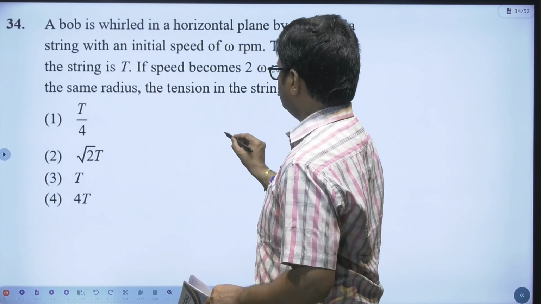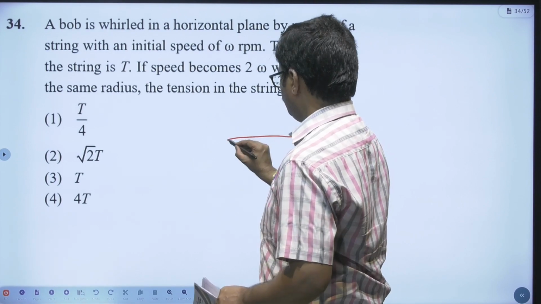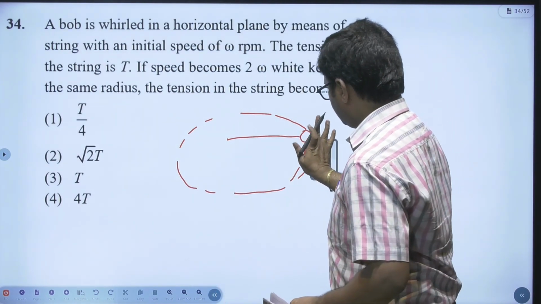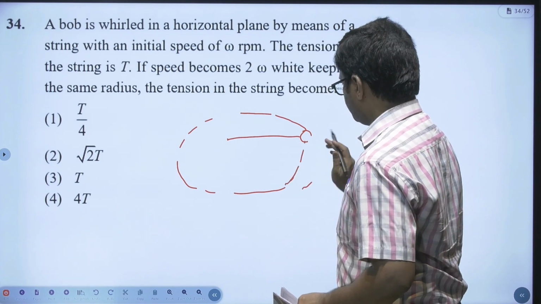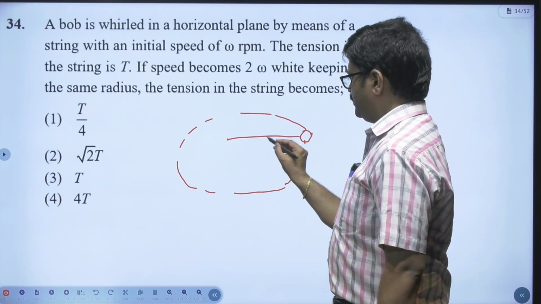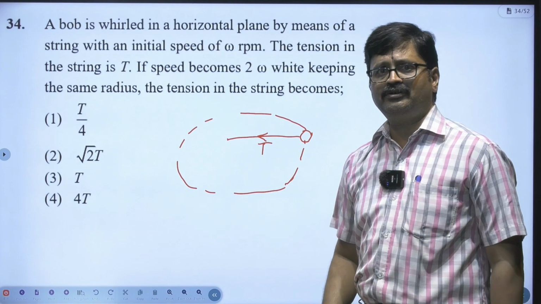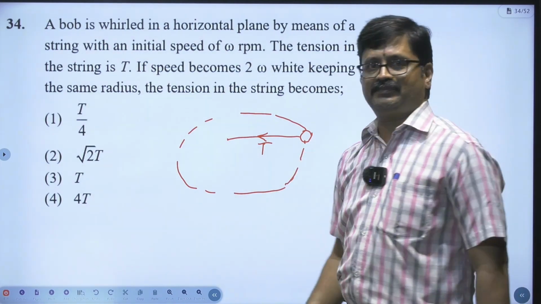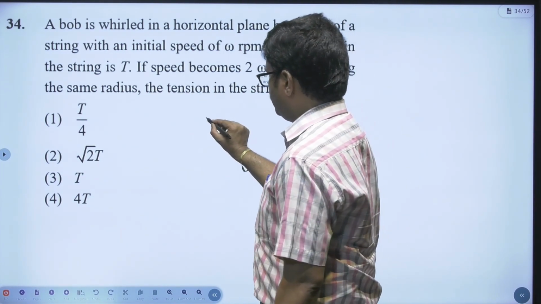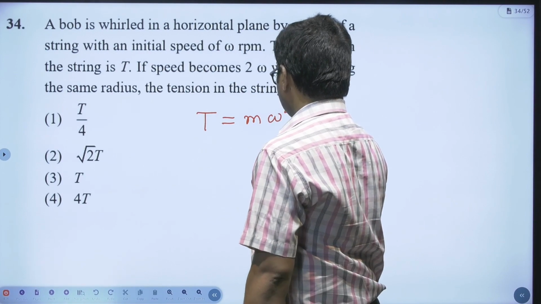Now suppose you consider a string connected to a bob, and you whirl it in this manner. Note that the force experienced by the bob at the center is nothing but tension, and this tension happens to be same as what? Centripetal force. Yes, absolutely correct, my dear friends. So centripetal force, now we have understood this approach. So centripetal force is T here. So T is equal to m into omega square into r.